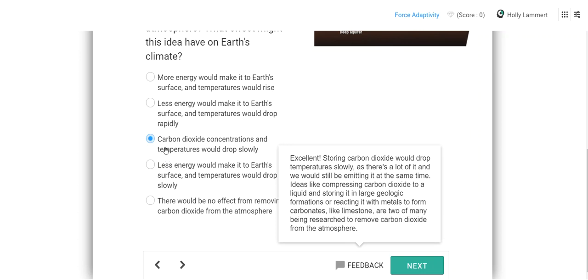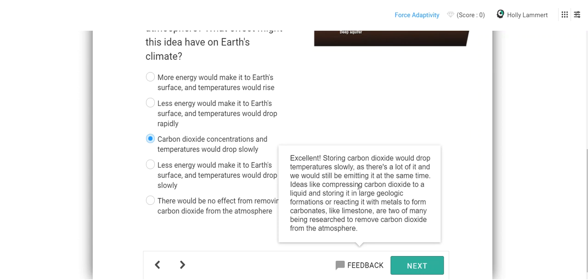Okay, yeah, that's a trick question a little bit. So the energy is making it in, right? But the greenhouse effect means that the energy is not leaving. It's being trapped. So the best answer here is carbon dioxide concentrations and temperatures would drop slowly. And here it says storing carbon dioxide would drop temperatures slowly as there's a lot of it and it would still be emitting at the same time.